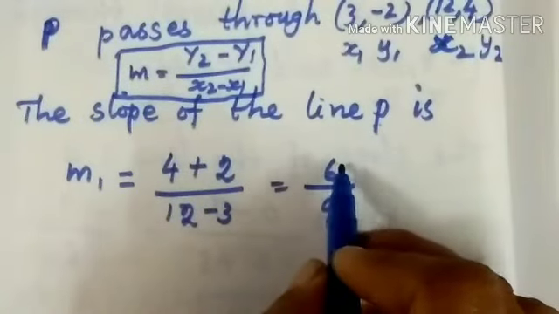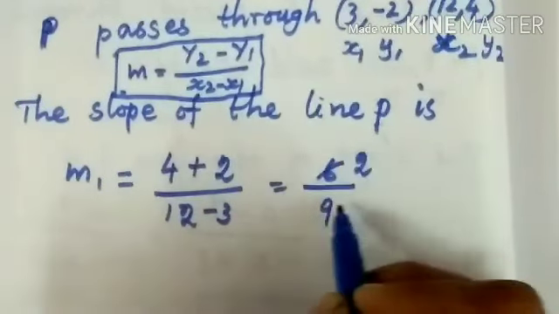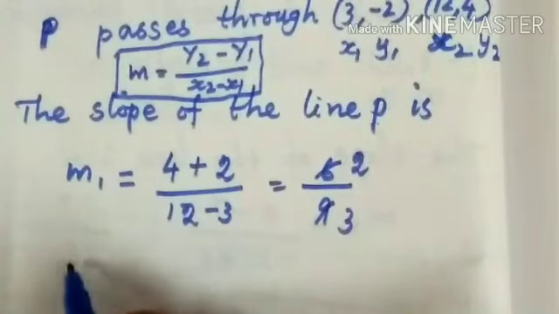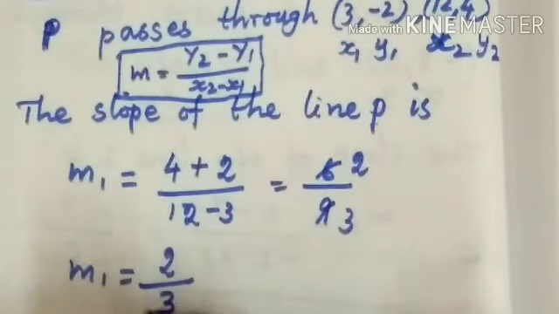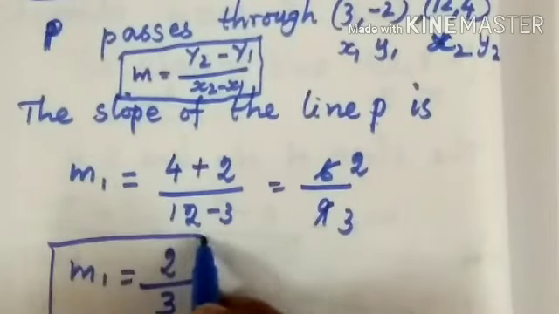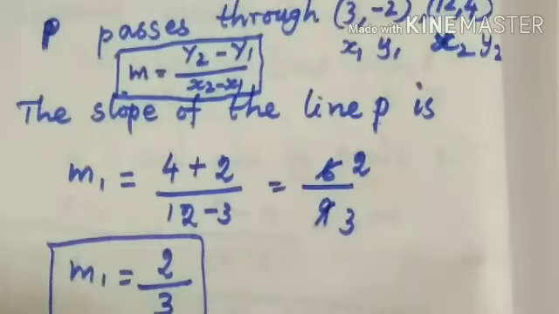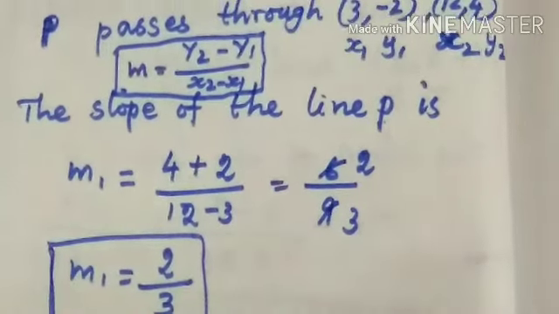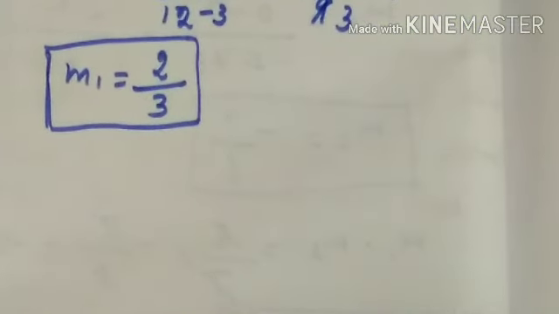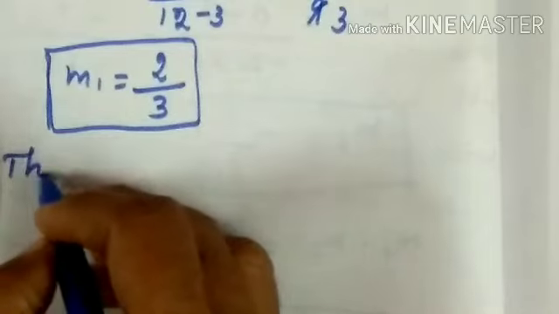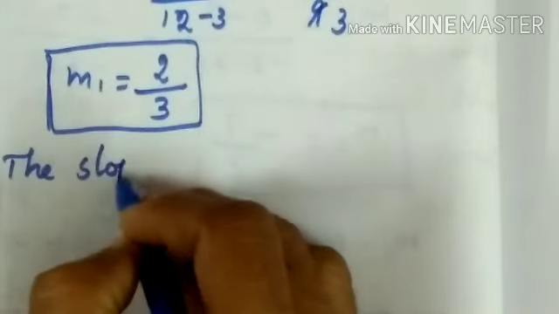Cancelling this by 3 table, 2 3s are 6, 3 3s are 9. Therefore, m1 is equal to 2 by 3. Hence, the slope of the line P is m1 is equal to 2 by 3. Next, we have to find the slope of the line Q.